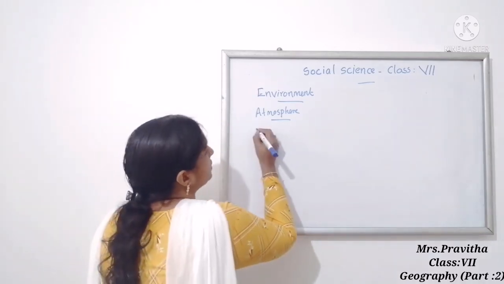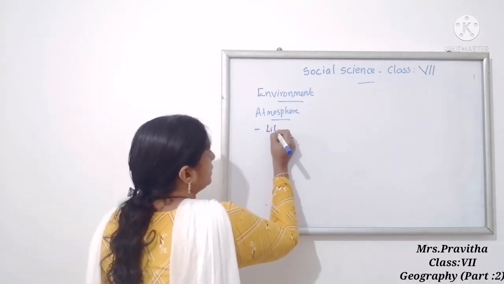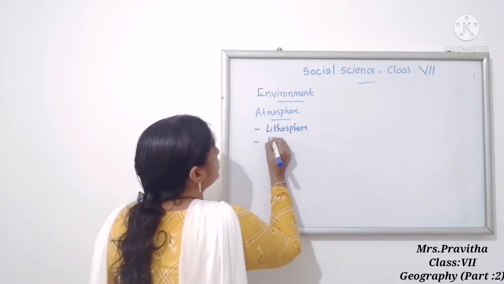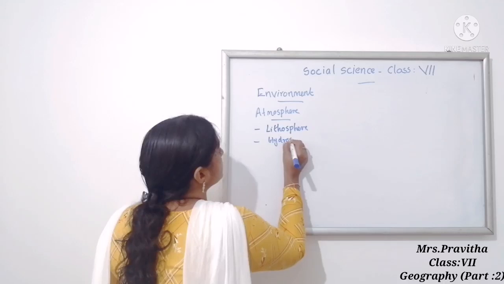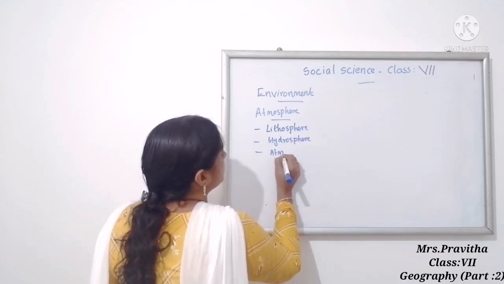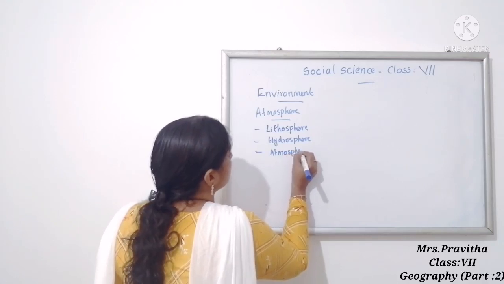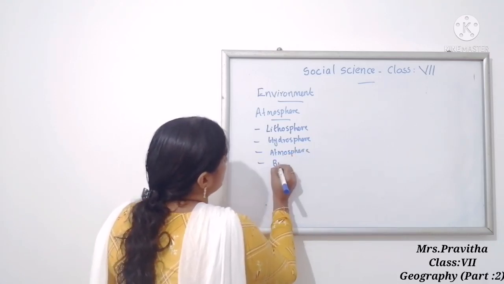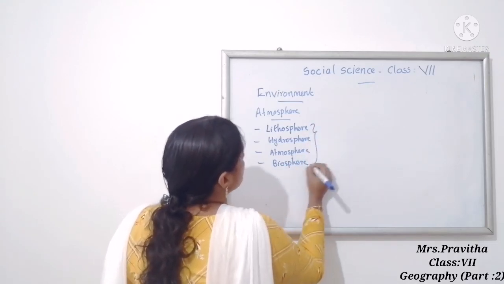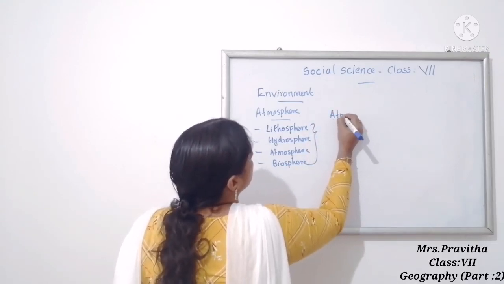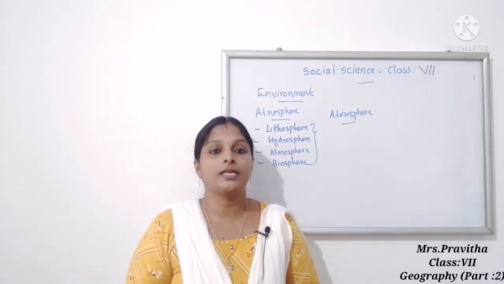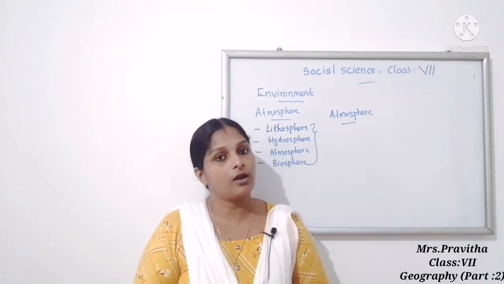The four realms of the earth are lithosphere, hydrosphere, atmosphere, biosphere. So these are the four realms of the earth. Among these, first we will study about the atmosphere. The atmosphere is the gaseous layer which surrounds the earth.